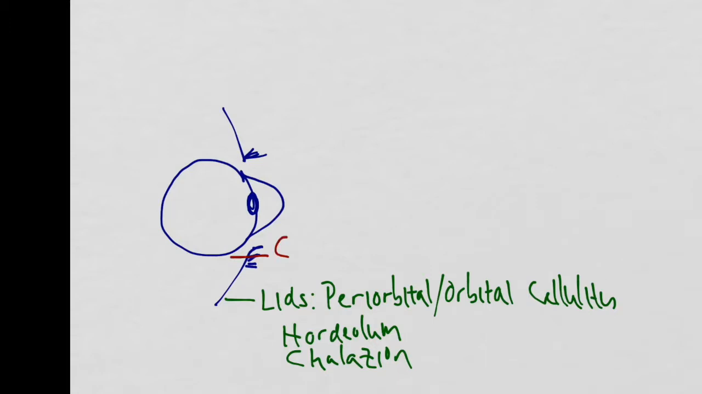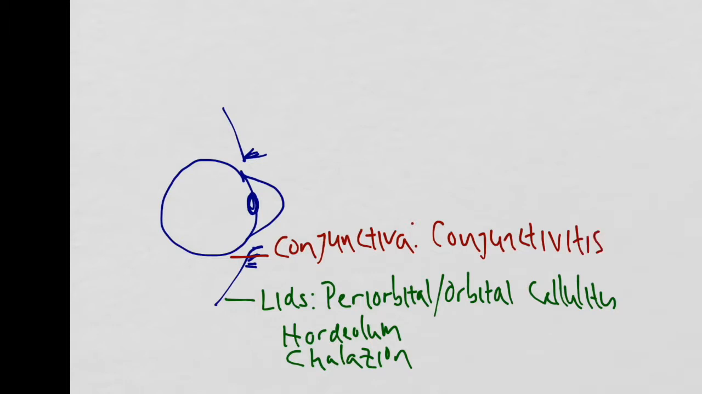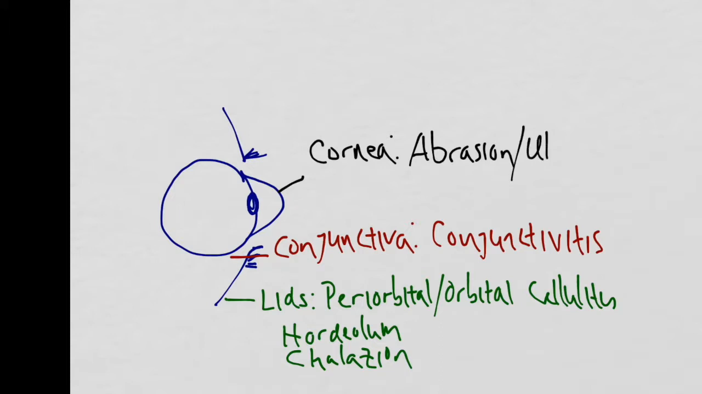The next place that we're going to look is the conjunctiva, and specifically what we're going to look for is if there's any evidence of conjunctivitis. Now this can be in the viral versus bacterial flavor depending on how the patient presents. We will now turn our attention to the cornea, and what we're really going to be looking for is any evidence of a corneal abrasion or ulceration. And the other thing that we're going to look for is a globe rupture.